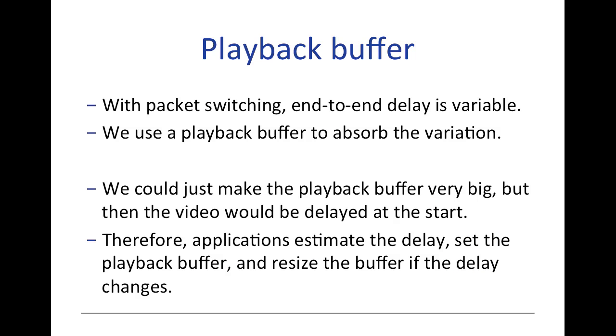So in summary, with a playback buffer, when we have packet switching, end-to-end delay is variable. We use a playback buffer to absorb the variation. We could just make the playback buffer very big, but then the video would be delayed at the start. That was the time that we were waiting from the first byte to arrive until we play it out onto the screen. If we were to make that buffer bigger, then we would have to delay the starting point of the video, which would be kind of annoying when we're watching our videos. So therefore, applications try to estimate the delay. They try and estimate the delay from the server to the laptop, set the playback value, and then resize the buffer if the delay changes.